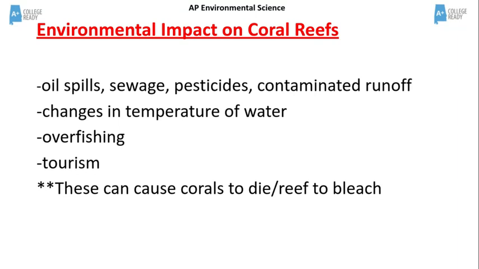Oil spills, sewage, pesticides, and contaminated runoff change the chemistry of the water around the coral reef. Slight variations in temperature of the water also affects the reef. Overfishing and tourism affect the reef and may cause corals to die and the reef to bleach. This in turn results in a decrease in biodiversity.